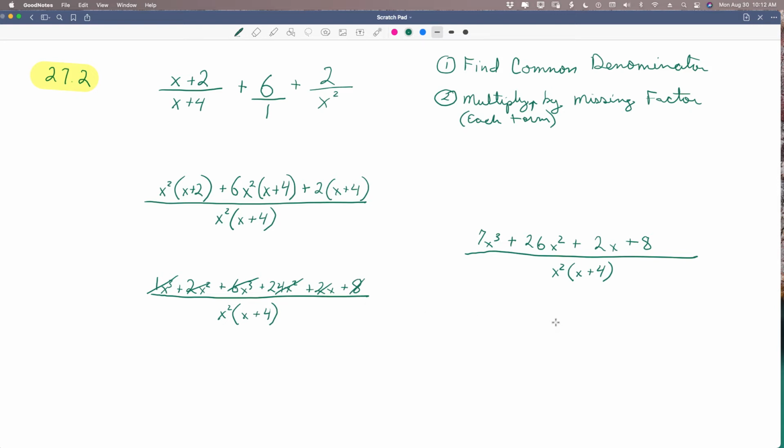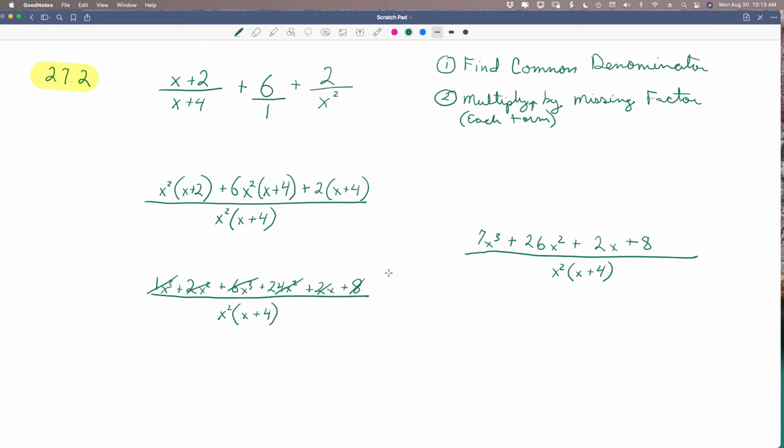So I was hoping to be able to factor some things out, but we cannot factor anything out because we don't have an x squared in every term, and we don't have an x plus 4 in every term. So therefore, this is the final answer. 7x cubed plus 26x squared plus 2x plus 8 over x squared times x plus 4.